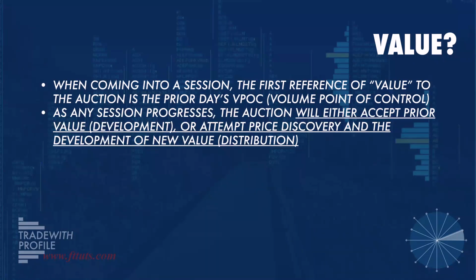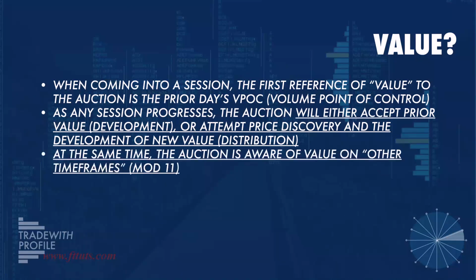And then as the session progresses, the auction will either accept prior value, which we call development, or attempt price discovery, and the development of new value, distribution. So development, consolidation, distribution, trending. Development, sideways action, distributing, directional activity. Okay, we talk about that in Module 1.